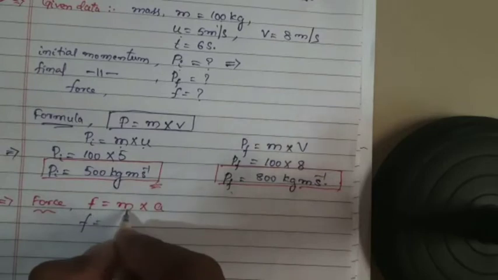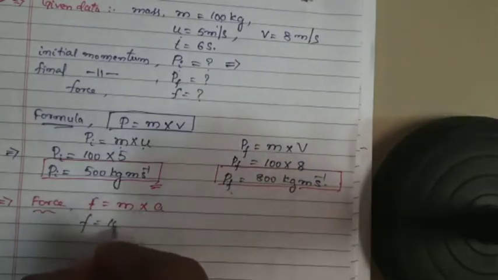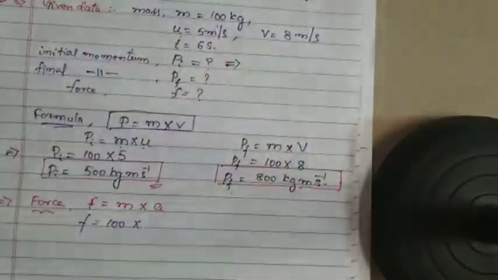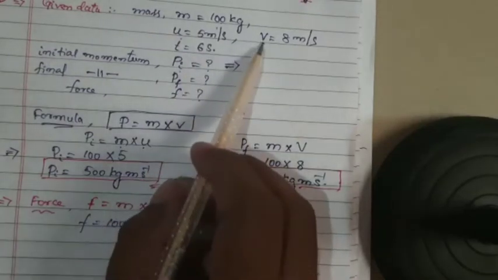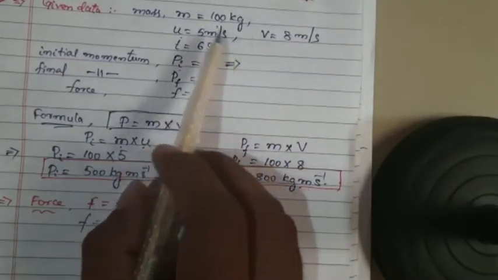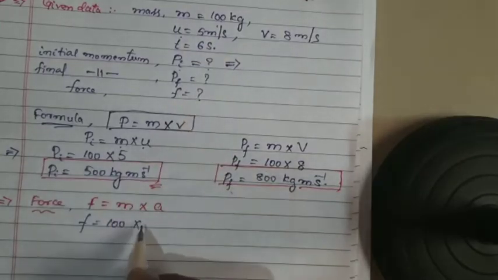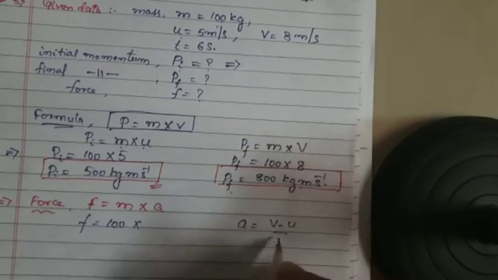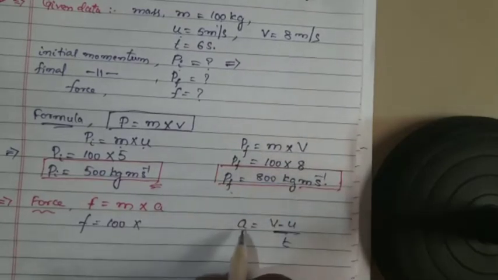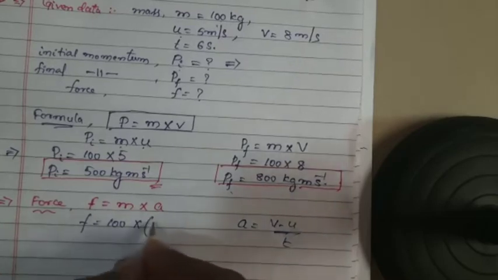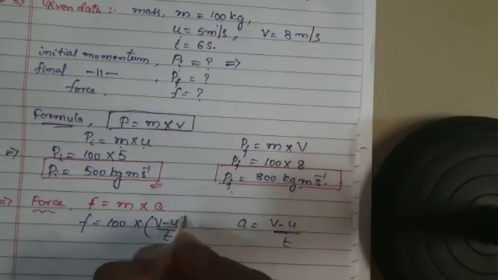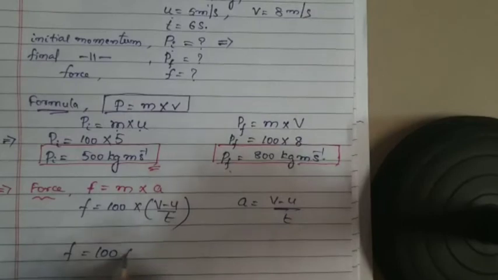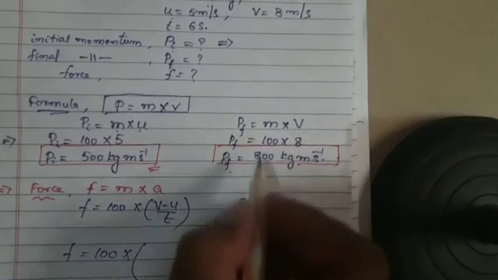So F is equal to mass, and we know the mass, that is 100 kg, into the acceleration, which we don't know because it is not given in the data. Instead of that, they have given the final velocity, initial velocity and time. So this builds a relation for the acceleration. So a is equal to, we have the formula, v minus u divided by t. So in place of a, I can write v minus u divided by t.